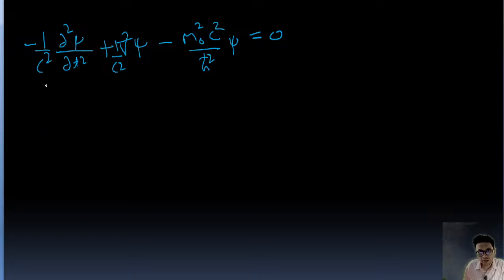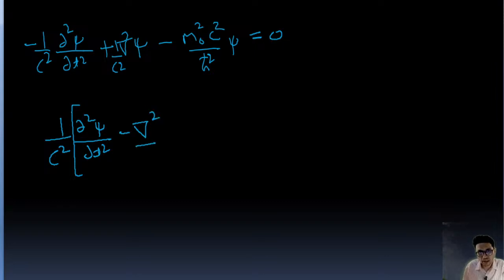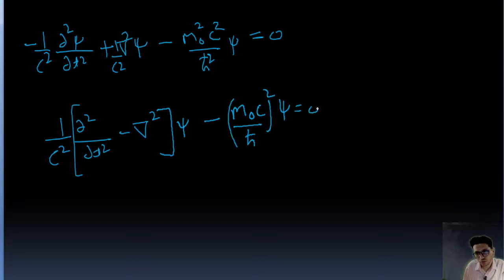Now we can multiply by minus 1, so this is going to be 1 upon c square del square psi upon del t square minus del square psi, where we have taken 1 upon c square common. Writing it like this, del square psi minus m naught c upon h cut whole square psi equals 0.